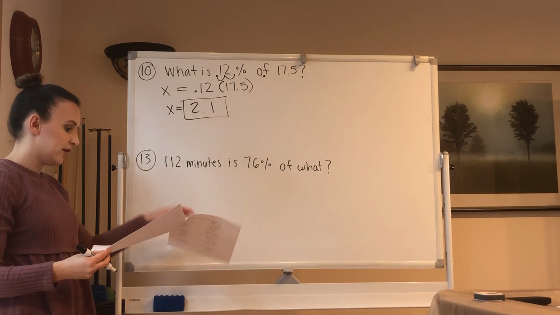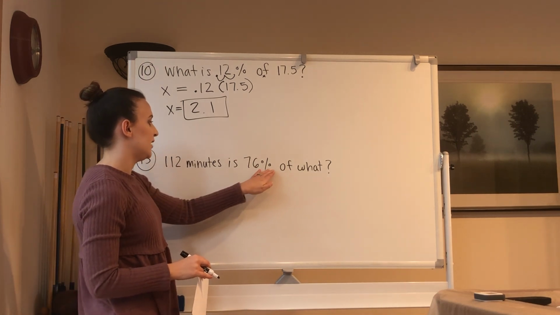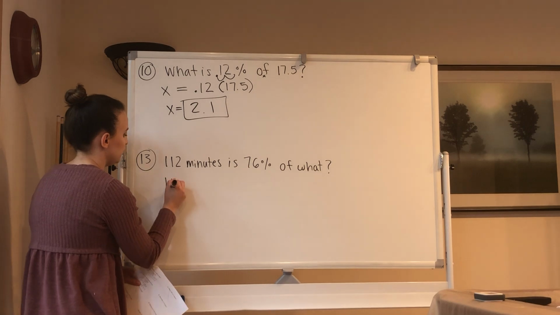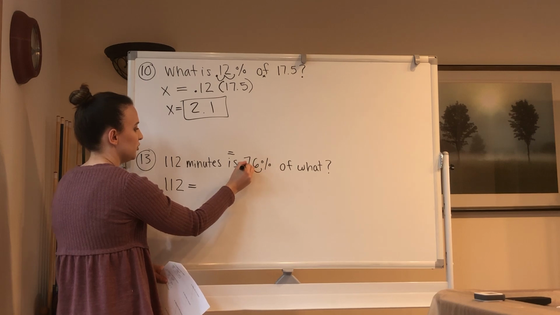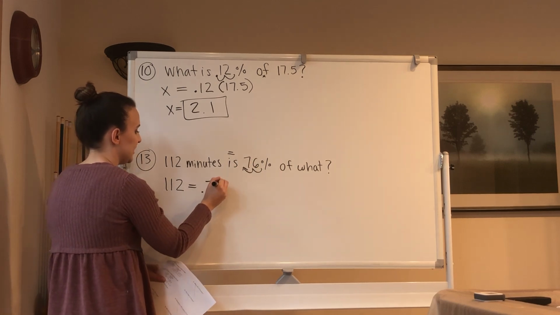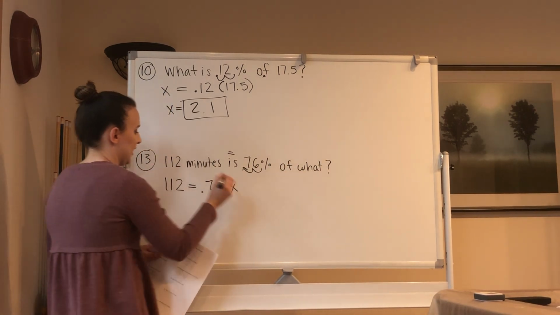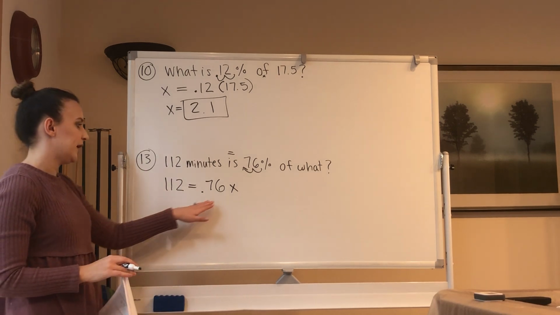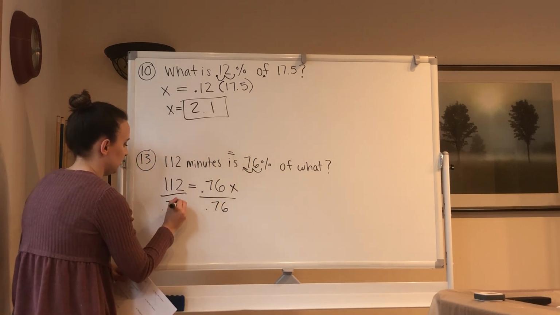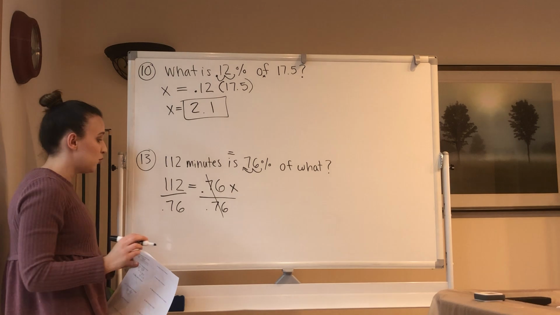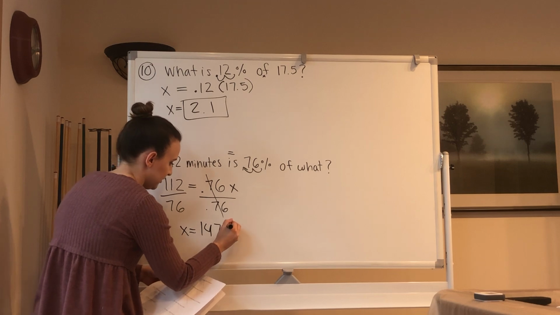Okay, our last one we're going to do together is number 13. 112 minutes is 76% of what? 112 minutes is 76%, convert it to a decimal, 0.76 of what? We don't know what, we're going to call it x. Now to get x by itself, let's divide by 0.76 on both sides. 112 divided by 0.76, x equals 147.37.